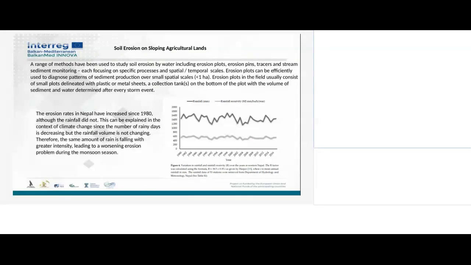The erosion rates in Nepal have increased since the 1980s, although the rainfall did not. This is visible from the figure on the right and can be explained in the context of climate change, since the number of rainy days is decreasing, but the rainfall volume is not changing. Therefore, the same amount of rain is falling with greater intensity, which leads to stronger and stronger erosion during the monsoon season.